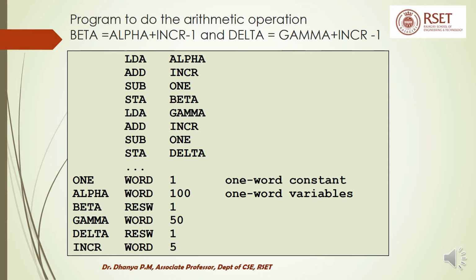Gamma is having the integer value 50, INCR is having the integer value 5 and ONE is having the integer value 1. Now, gamma and INCR are added by loading gamma to accumulator and then adding the contents of accumulator with INCR, and from that content 1 is subtracted. Now the final result is taken to the memory location delta.